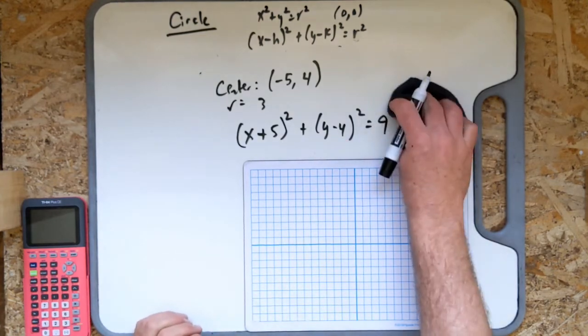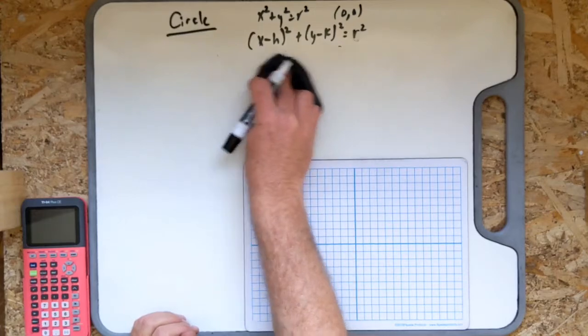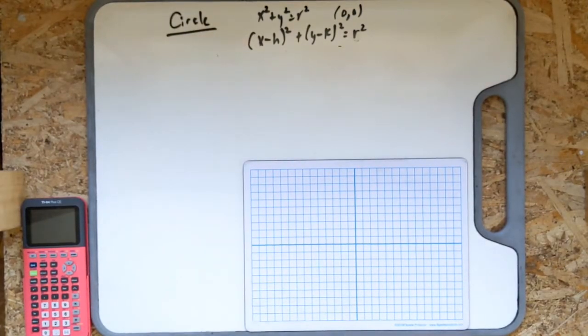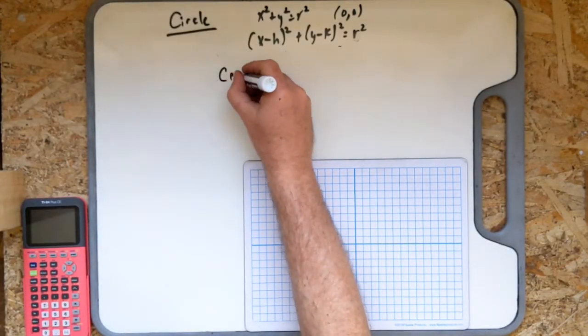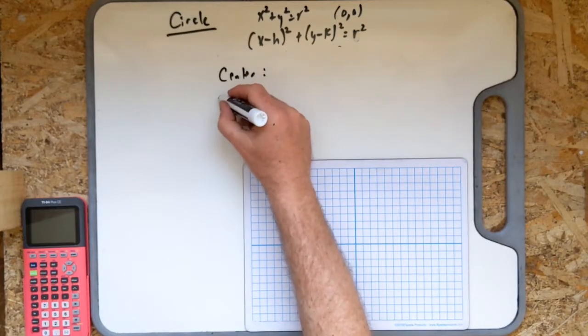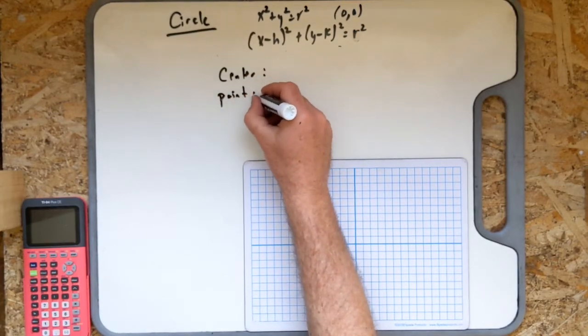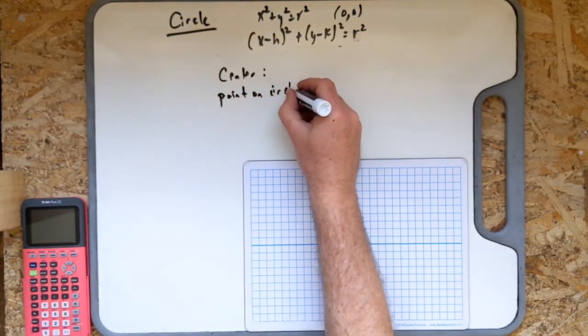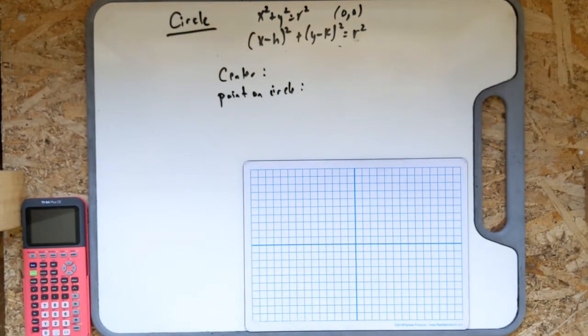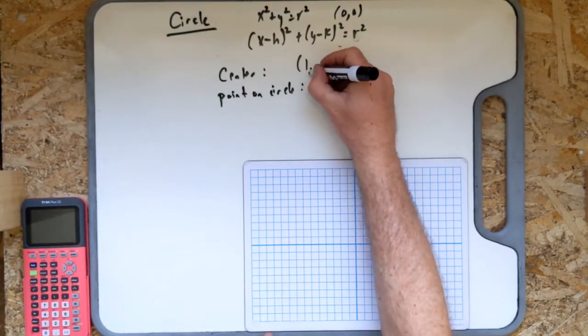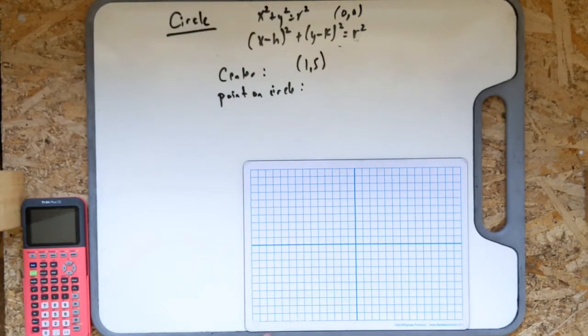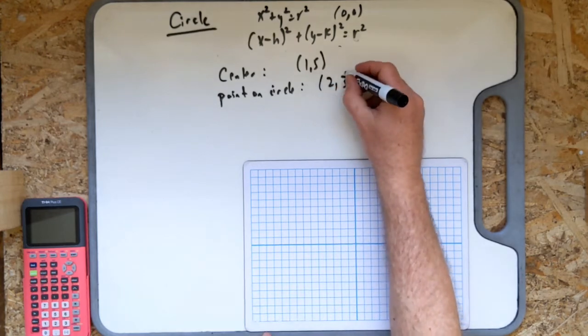Okay, one last idea in circles. We are now going to give a problem where I give you the center, and I give you a point on the circle, not the radius. And you're going to give me the equation and be able to graph it. So let's start with a center at (1, 5), and it goes through the point (2, 3).